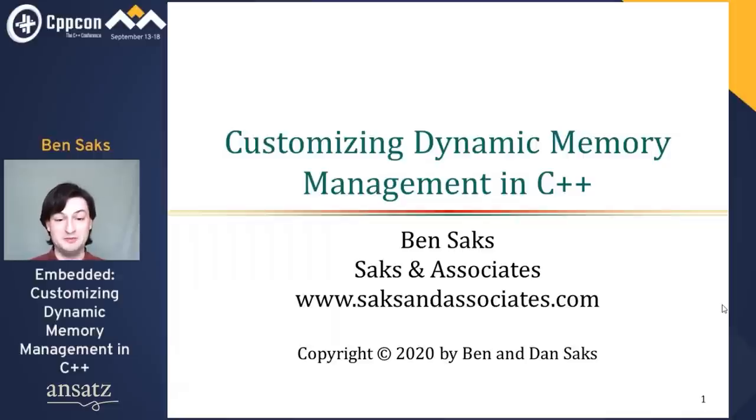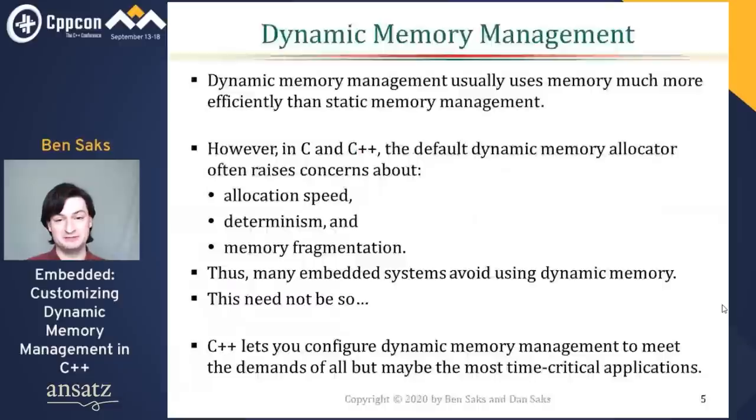Your first question might be: dynamic memory management in embedded systems? I just don't do that. My system doesn't use any dynamic memory. And for a lot of embedded systems, that's true. And there are reasons why that's the case, because the default dynamic memory allocator in C and C++ often has some characteristics that don't make it well suited to use in embedded systems. It can be slow, and more importantly, how long it takes can be non-deterministic. So in some cases, you want to get an answer within a certain amount of time, whether it's yes or no.